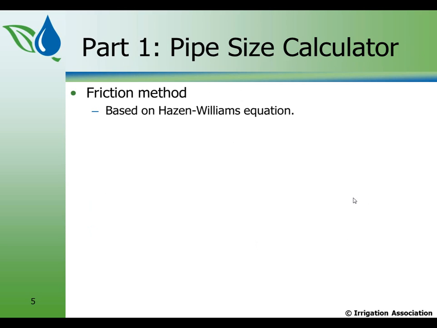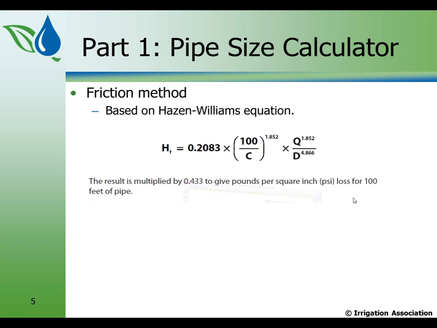So in the friction method, following the methodology that's in Foundations of Landscape Irrigation Design, it is based on the Hazen-Williams equation. Now, I'm going to show you the Hazen-Williams equation, and then I'm going to tell you that you don't have to worry about that. It's built into the software.